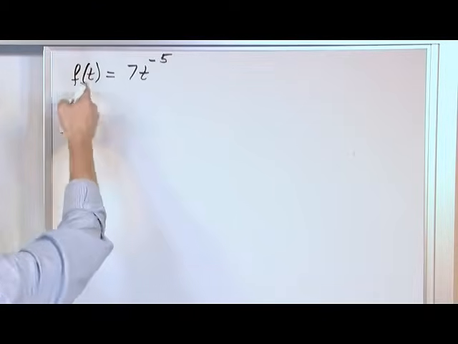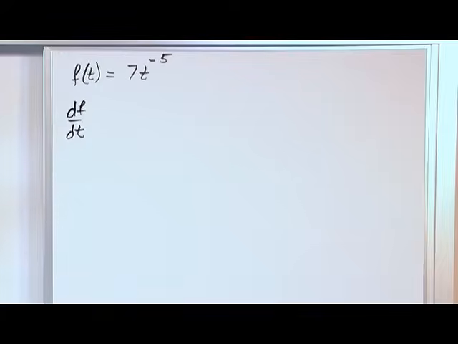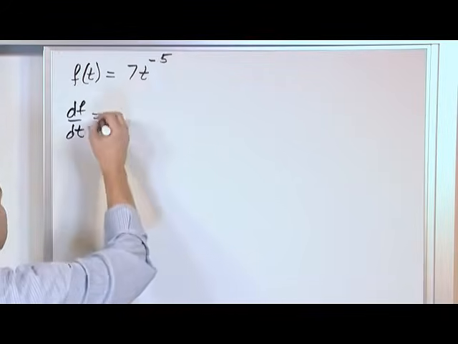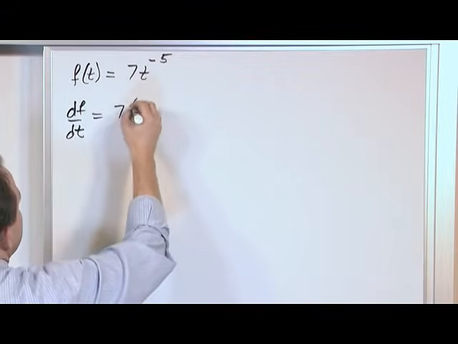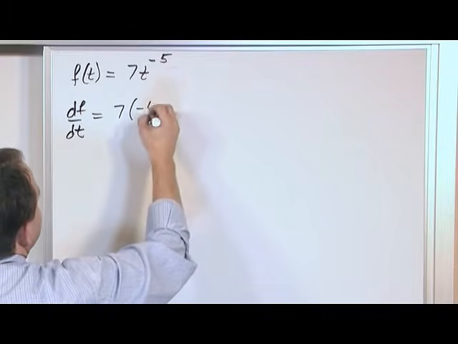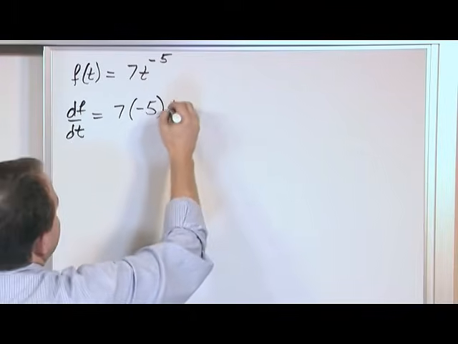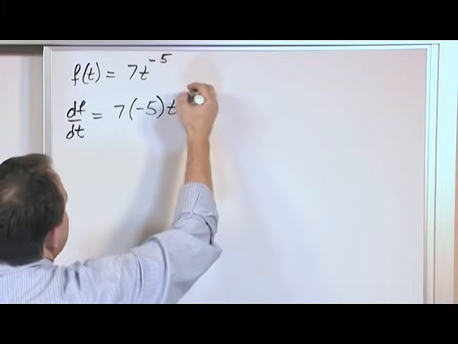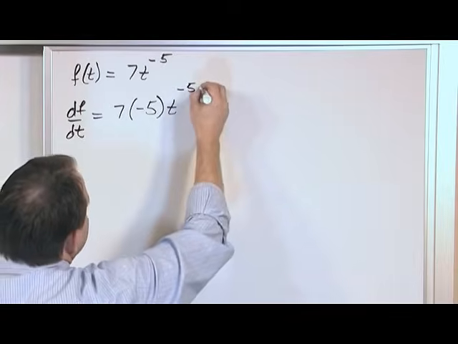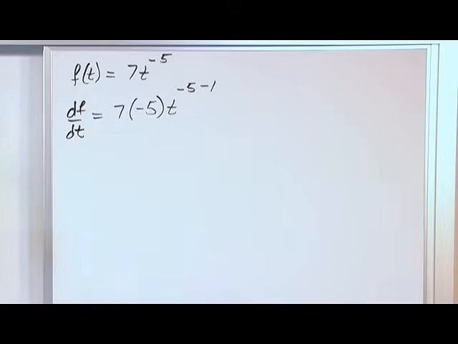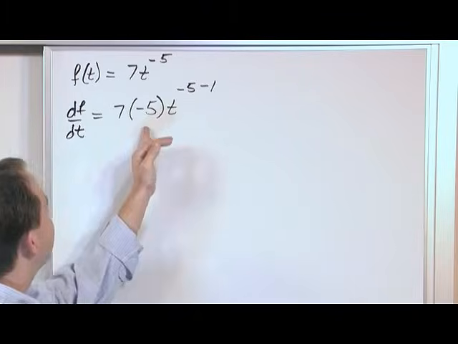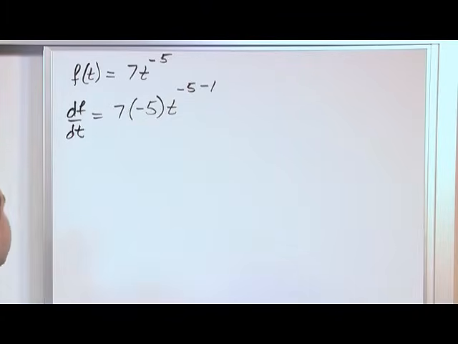It's a function of time. The change of the function with respect to time: the 7 stays out in front, times the exponent. You drop down negative 5, then you write your variable down, and your new exponent is the original one minus 1. So you're just doing the same thing: dropping the exponent down, and your new exponent is just subtracting 1.